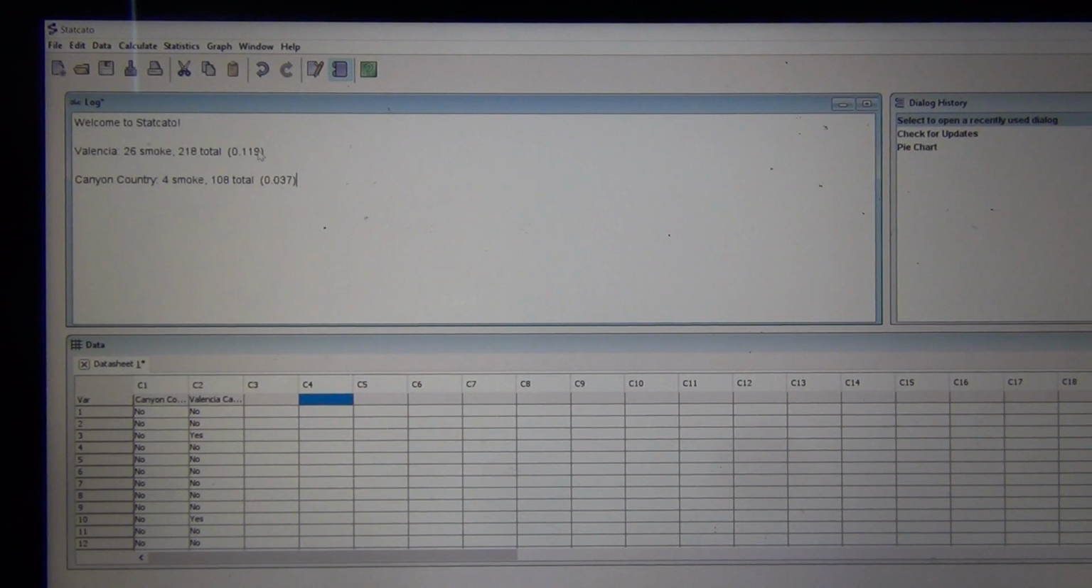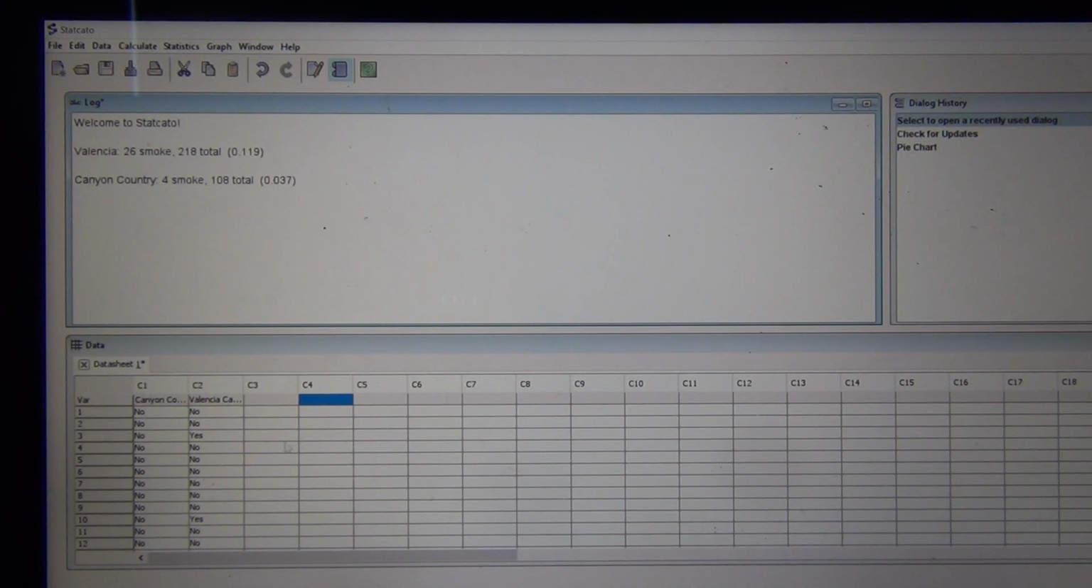To me, it almost looks different, but we may want to do a hypothesis test to see if the percentage of smokers at Valencia really is significantly higher than the percentage of smokers at Canyon Country. Remember, this is sample data, and if we try to say something about the population, that's where the hypothesis test comes in.